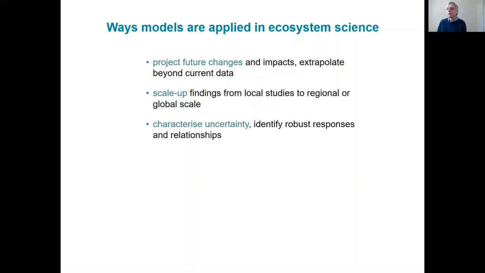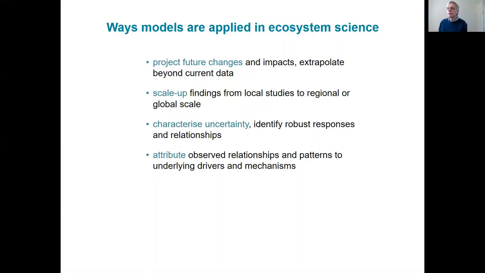We can characterize uncertainty. We can look for what sort of patterns are robust versus which are uncertain and maybe in need of more data to constrain that uncertainty. We can use models to ask why questions. We can look at observed relationships between y and x, or between y and x1, x2, x3, and we can try and understand what mechanisms, what processes are behind those relationships to look for causality. Then we're attributing observed relationships and patterns to underlying drivers and mechanisms.